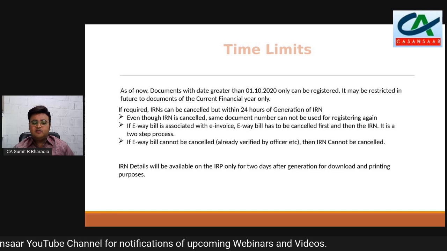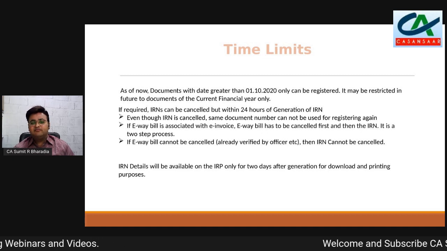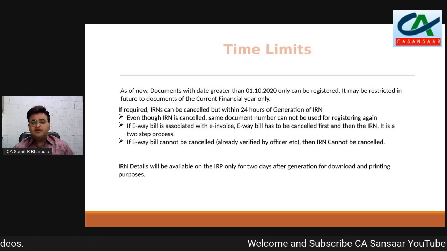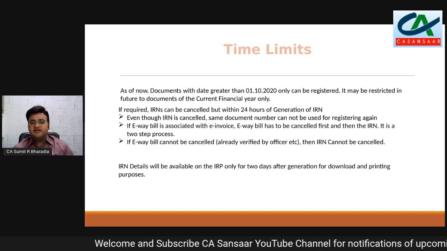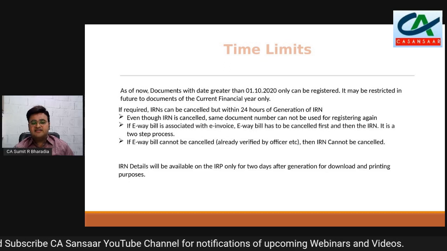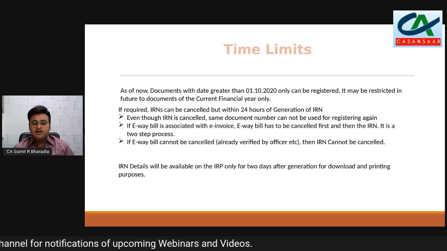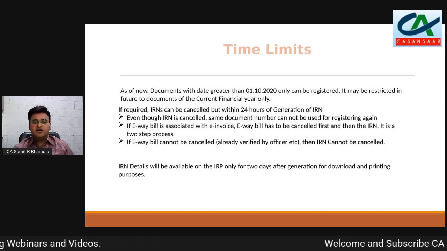Time limits under e-invoicing. As of now, any invoice dated on or after 1st October 2020, basically from the start of e-invoicing, can be registered. There's no limit for the current year. Basically, that will be introduced later. If required, IRNs can be cancelled within 24 hours. This is the utmost important thing. IRN can be cancelled only within 24 hours from generation.